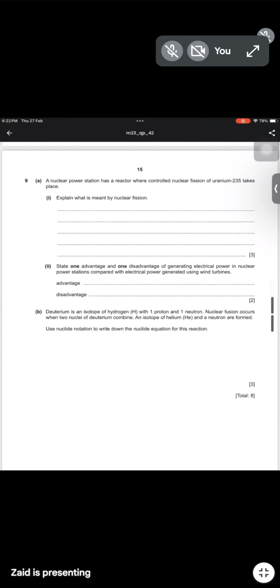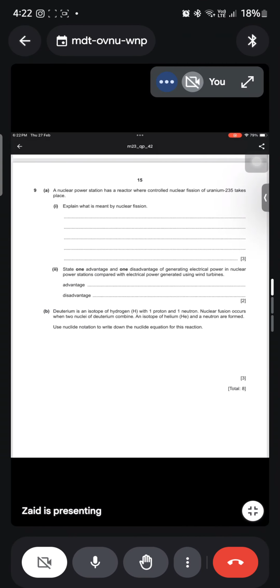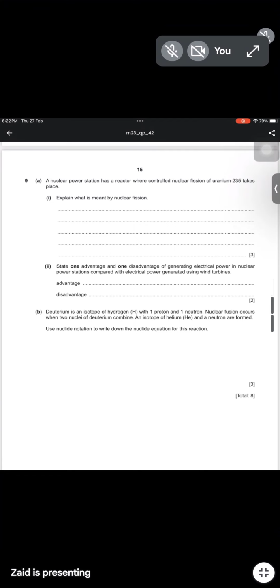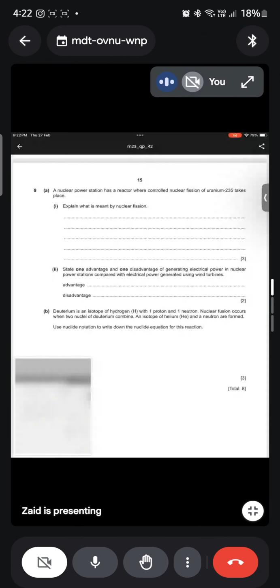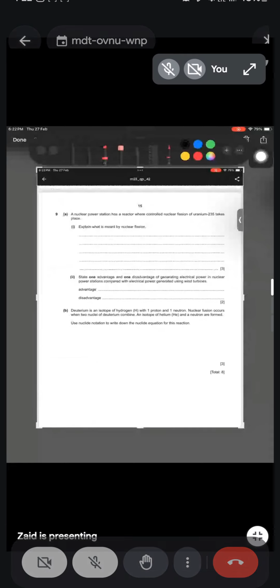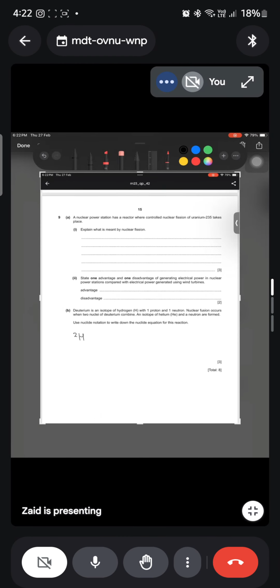Explain what is meant by nuclear fission. I've taught you guys, so you can just do it. And we have to write down the nuclide equation. The isotope deuterium has one proton, one neutron. When two nuclei of deuterium combine, a helium and a neutron are formed. No, it's nuclear fusion. 2H1 plus 2H1 is going to form 4He2, and a neutron is formed.